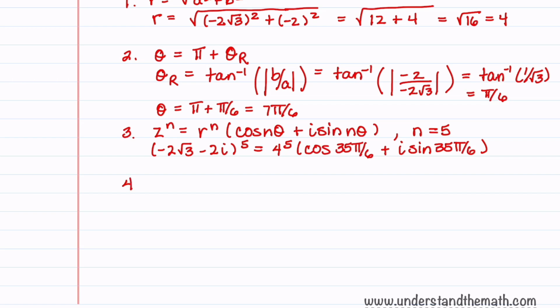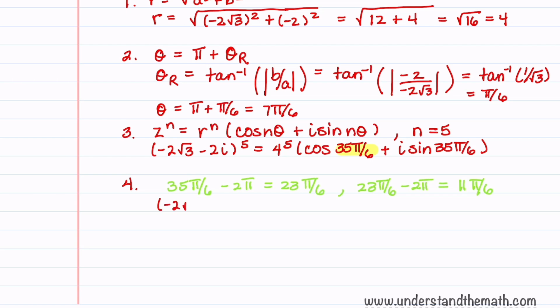Our fourth step is to simplify our calculation. The first part that we'll do is simplify 35 pi over 6. Since this angle is greater than 2 pi, we'll start by subtracting 2 pi from it. We have 35 pi over 6 minus 2 pi, and that gives us 23 pi over 6. That also is greater than 2 pi, so let's subtract 2 pi again. And that gives us 11 pi over 6, which we can use because it's between 0 and 2 pi.